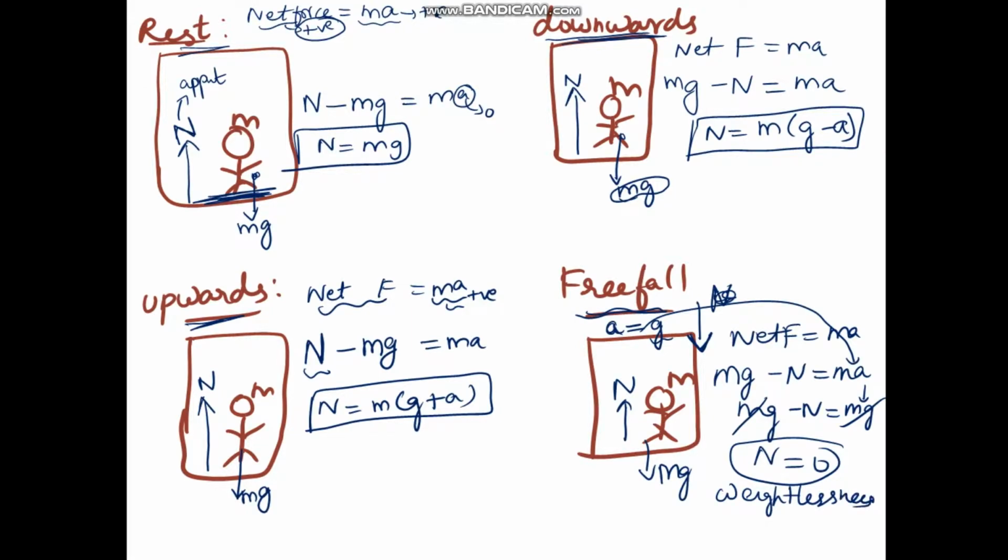So always remember that net force is equal to ma. If it is in the downward direction, then downward force minus upward force is equal to ma. If it is in the upward direction, then upward force is greater, so upward force minus downward force is equal to ma. I hope you like this concept.